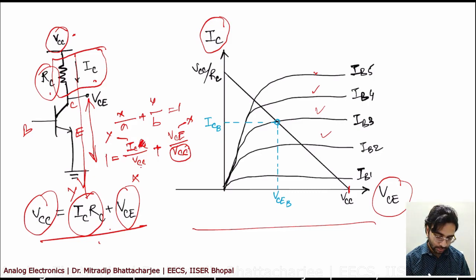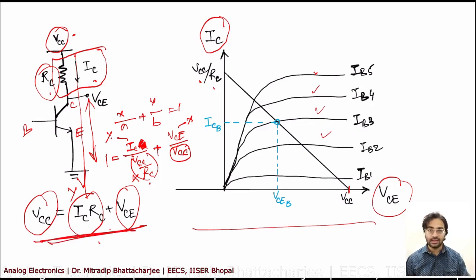If you write it this way, just bring the RC to the bottom. So it is y by b, your b is VCC by RC. So you have VCC by RC here. Draw the line. So this is the straight line in your output characteristics, and this line is known as the load line.